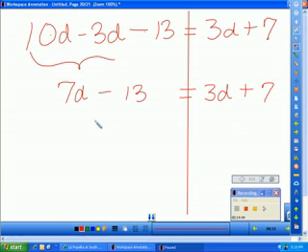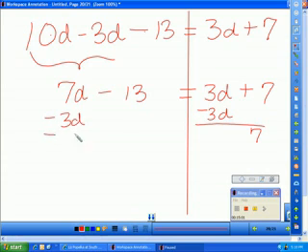Now it doesn't matter which one I get rid of, but I'm going to go ahead and get rid of the variable that has the smaller coefficient. 3d minus 3d is going to be 0, so all I have left here is the 7d, because I subtracted 3d from over here. Got to subtract 3d from over here. 7d minus 3d is 4d.